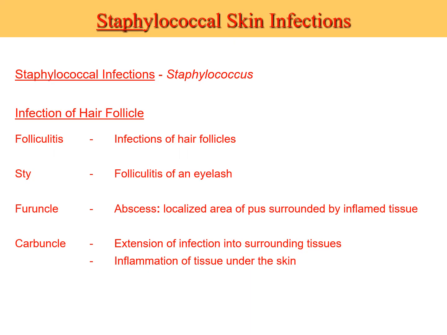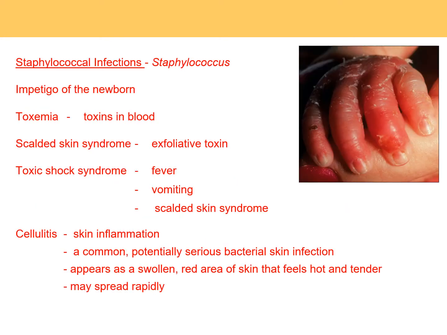The kinds of things you get with staphylococcal infections include folliculitis, which is an infection of the hair follicles, and a stye. A stye is found in the eyes. It's a folliculitis of the eyelash, a very commonly occurring kind of infection. A furuncle is an abscess, a pustule. You have an area with pus in it. It forms into an abscess surrounded by inflamed tissue. If it extends deeper into the tissues, then it's called a carbuncle.